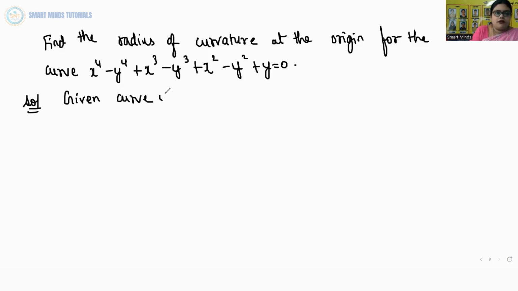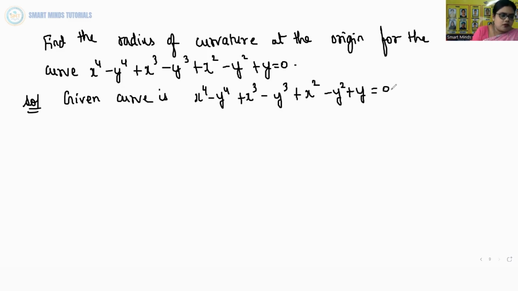So the given curve is x^4 - y^4 + x^3 - y^3 + x^2 - y^2 + y = 0. Now, what is the radius of curvature formula? Here we use a different formula.